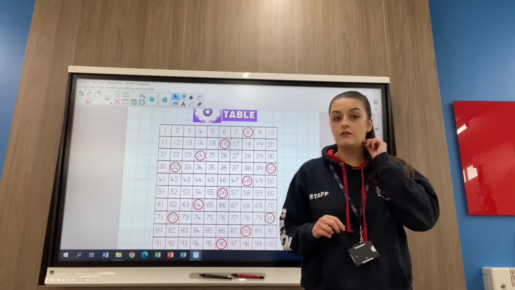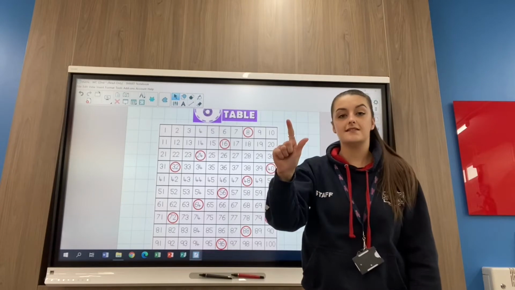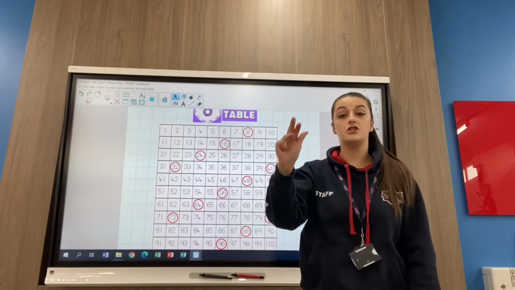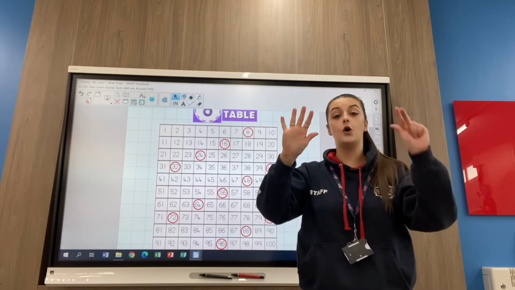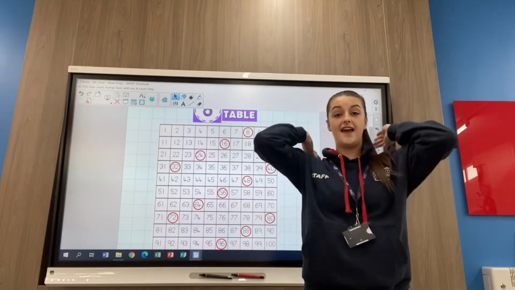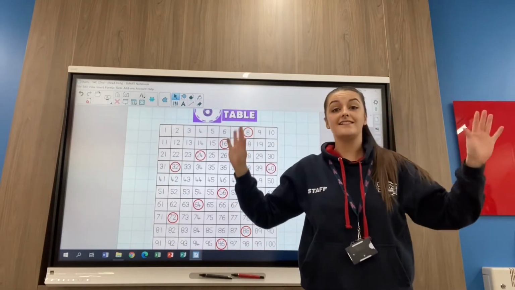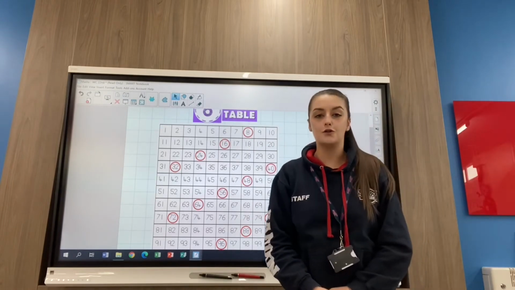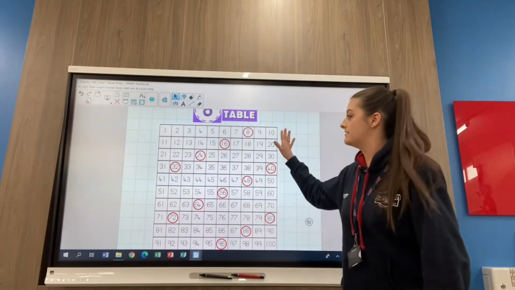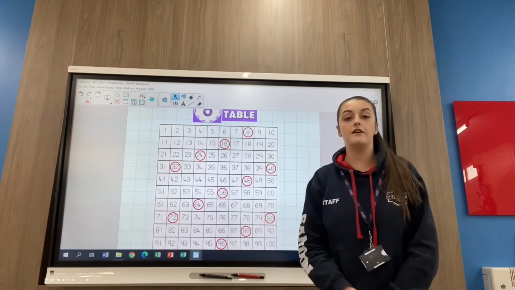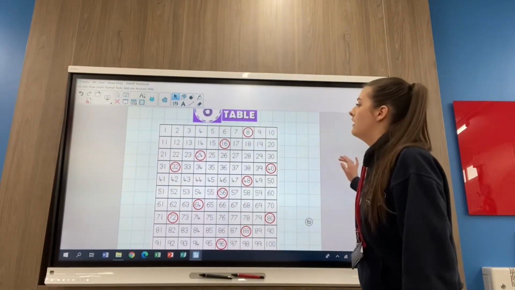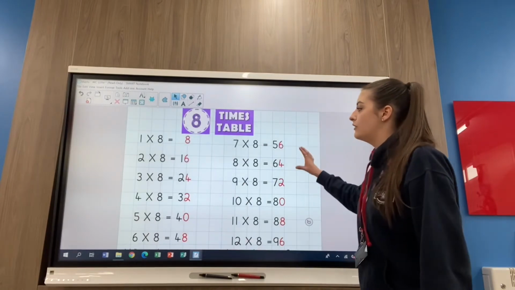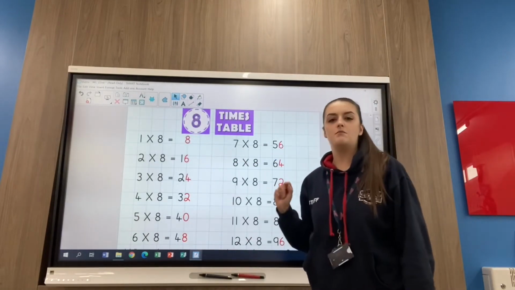Whisper voices on. 8, 16, 24, 32, 40, 48, 56, 64, 72, 80, 88, 96. Ooh, well done if you're joining at home with me, because chanting our multiples of 8 will help us to learn our 8 times table. Okay, so moving on then, let's have a look at those multiples of 8 in more detail.